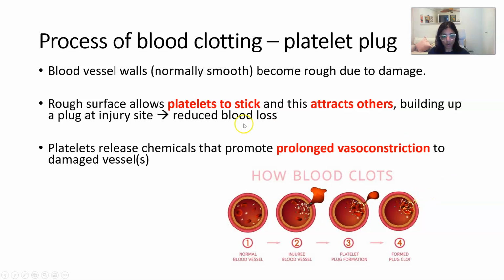The platelets will also produce another set of chemicals that will promote vasoconstriction over a longer period of time. So again, not only are we plugging the injury site, we're also reducing that blood flow to the damaged vessel by vasoconstriction.